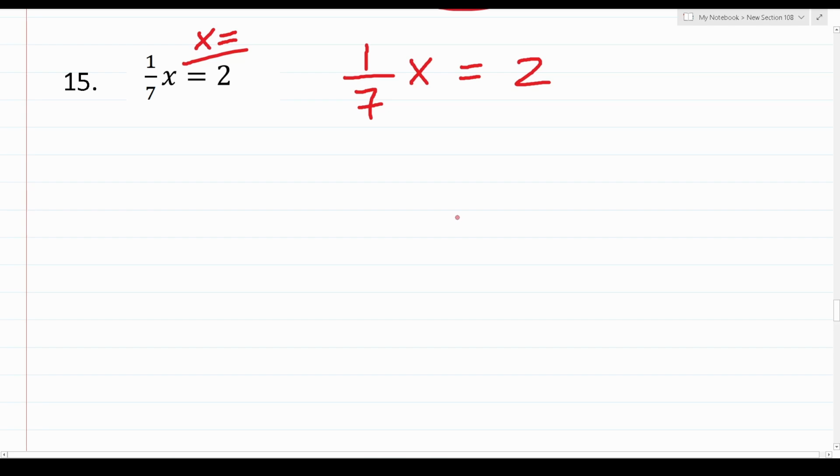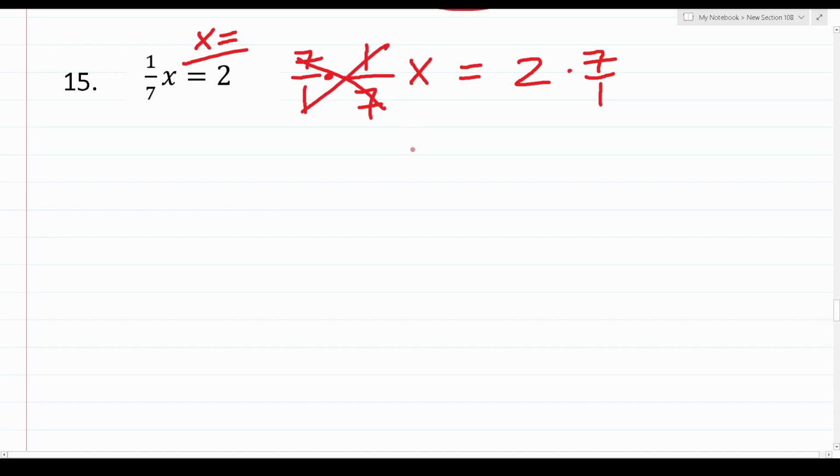All right, so this one should be pretty easy to solve since we've worked out very similar things in this video already. Again, our goal is to get x by itself, so we got to get rid of this coefficient of 1 over 7, which means we're going to multiply it by its reciprocal, notably 7 over 1. We have to do that to both sides.